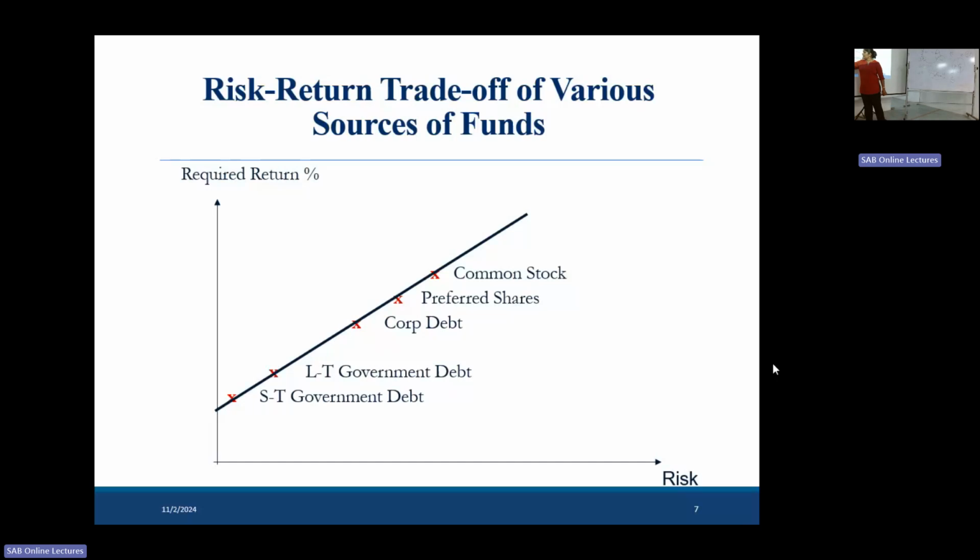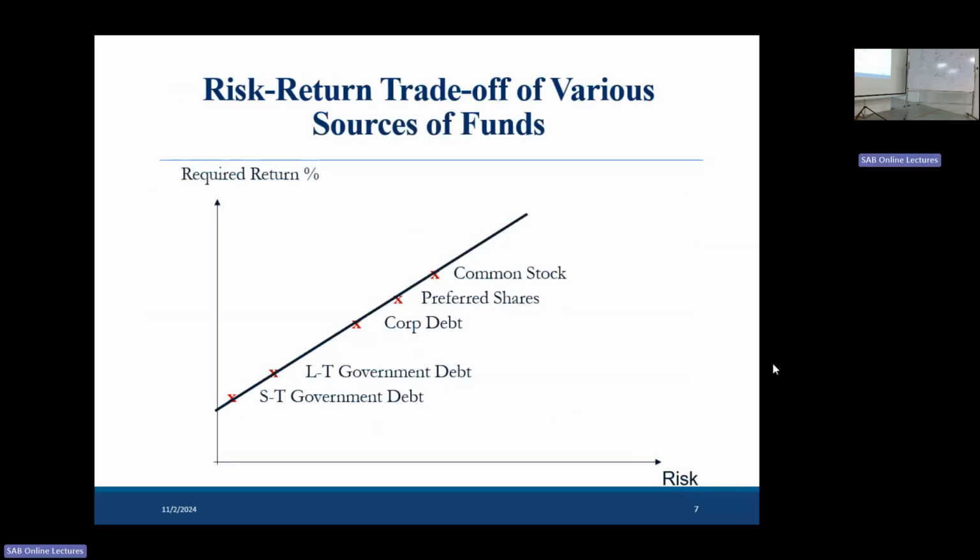You can see it is somewhere here. Some sort of risk is there, like other market risk factors. Only the default risk is free because it is issued by the government. Theoretically, we believe the government will never be a defaulter, so we assume there is no credit risk. Right. So this is the risk-return trade-off for the various sources of funds. Higher the risk, higher the required rate of return. Lower the risk, lower the required rate of return. Right. So now we are going to estimate.